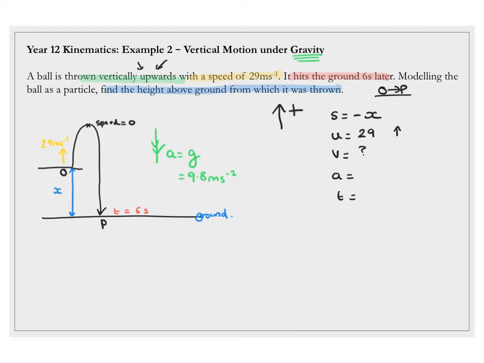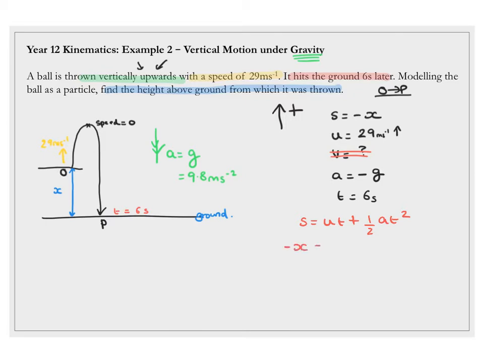v, we don't know what the velocity is. a is equal to negative g, acceleration acts downwards, and t is equal to 6 seconds. So what we can do is rule out this because we don't need to calculate the velocity, and this leaves us with s equals ut plus a half at squared as the SUVAT equation that links everything.